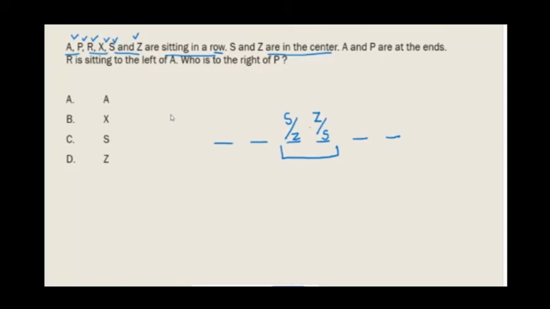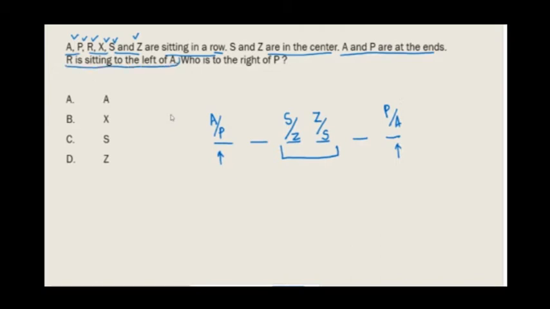We will look into the further data, how we can arrange it, rest of the stuff. Okay. Next, A and P are at the ends. Which are the 2 ends? So, I have one end here and I have one more end here. Now, I can have A or P at the first place, or I can have P or A at the last place. Right?